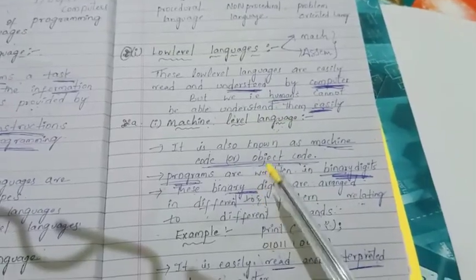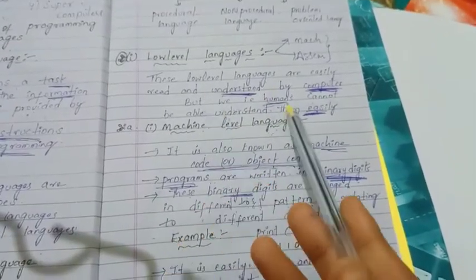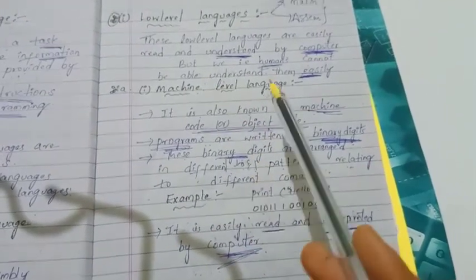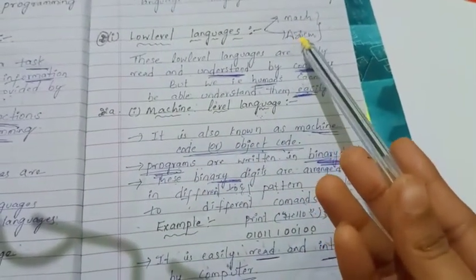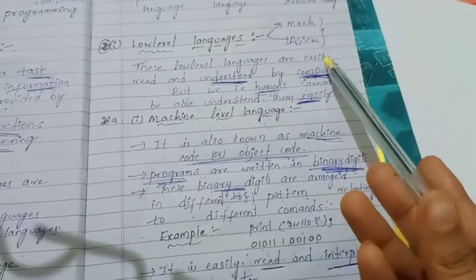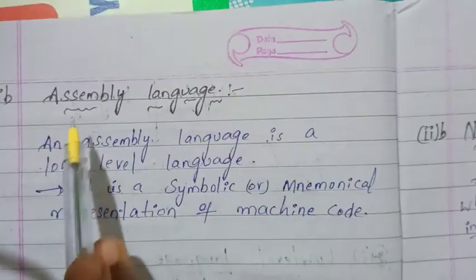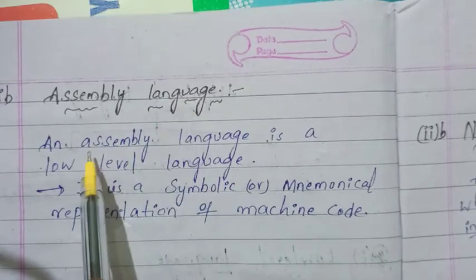That was basically all about the low level languages that we have discussed up to now. That is, we have discussed what a low level language is, and then machine level languages within it. Now we have to know what is meant by assembly language. So let us see what assembly language is.